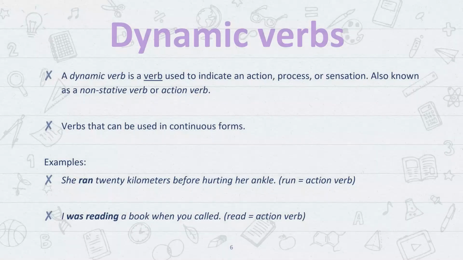Dynamic verbs. A dynamic verb is a verb used to indicate an action, process, or sensation, also known as a non-stative verb or action verb. Also, they are verbs that can be used in continuous form, and this is a difference from the stative verbs. Now let's look at the examples.